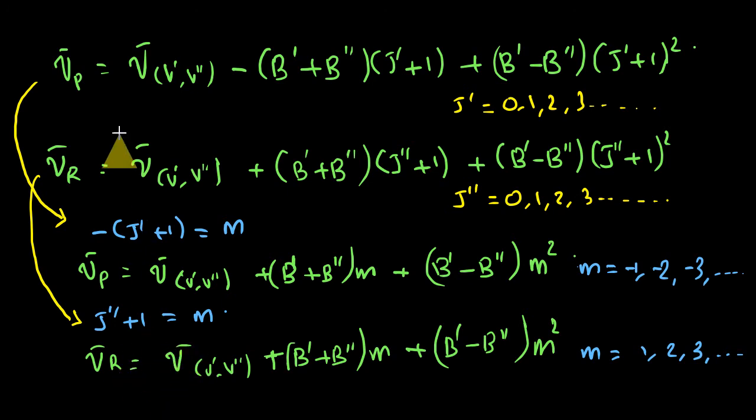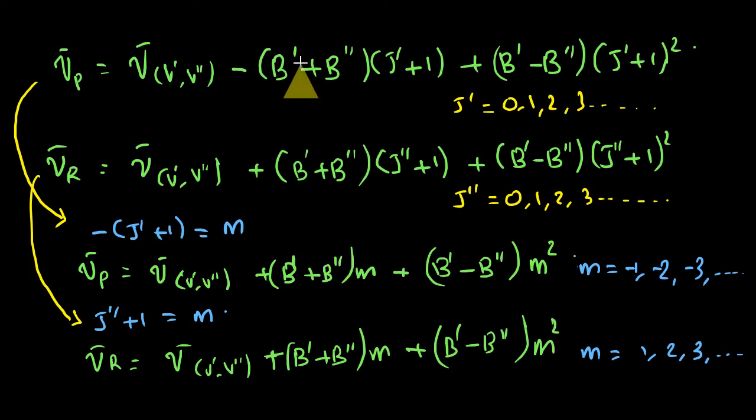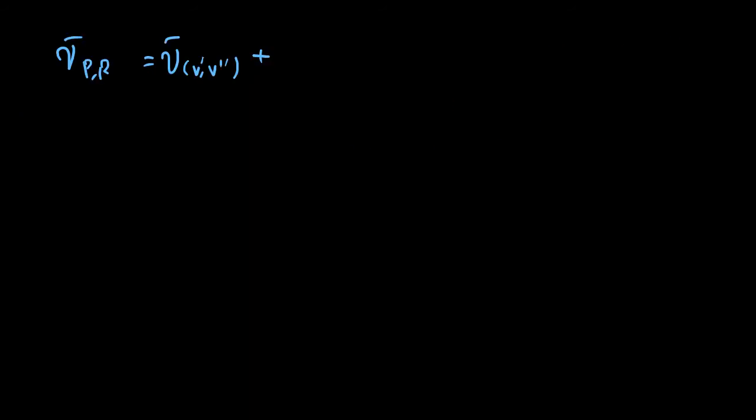That is nu bar PR. I will write it on the next page. This is applicable for both series of lines, the P branch and R branch. Nu bar PR is equal to nu bar V prime V double prime, which is the same in both cases, plus our expression, that is B prime plus B double prime into M.